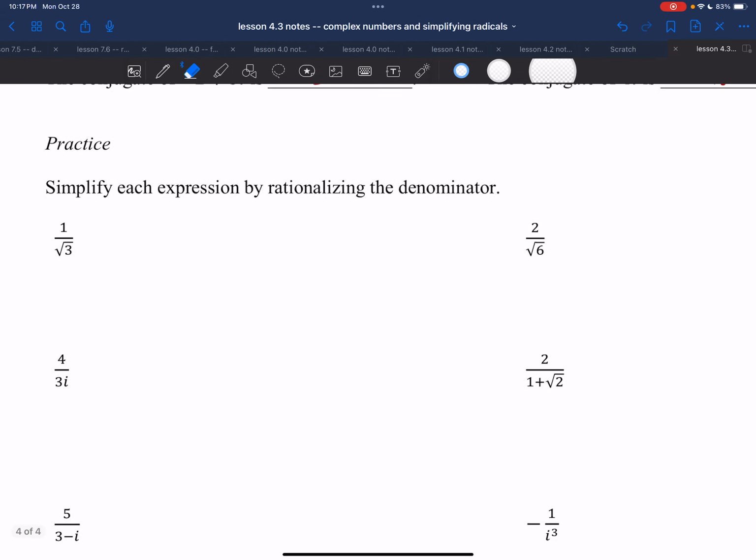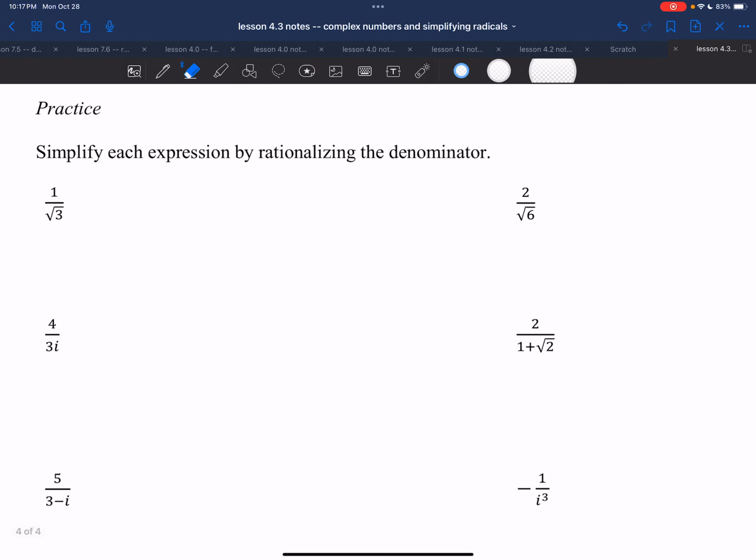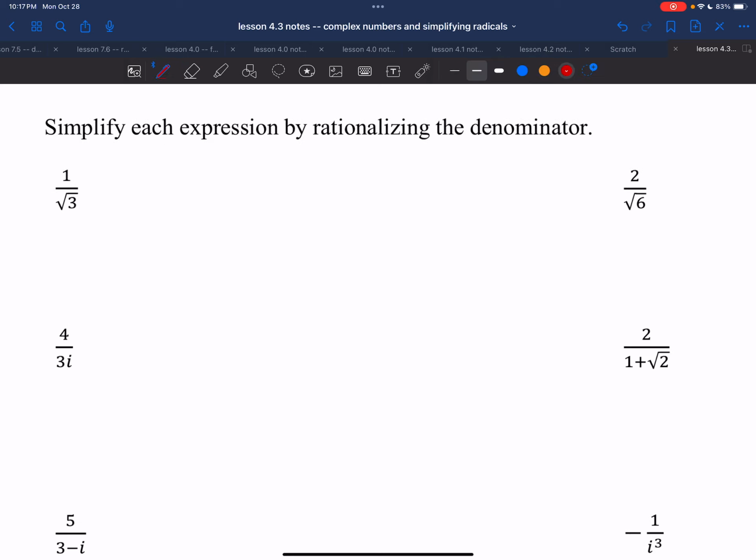Okay. So practice. It says simplify each expression by rationalizing the denominator. Okay? And so how are you going to do this? Well, if you have an irrational or imaginary expression in the denominator, you can make it real and rational by multiplying by the conjugate on top and bottom. If you do this, it's done. It forces the denominator to be a real rational number. And we like that. Okay? Because it's easy to divide by rational numbers. And it looks nice. It looks simple.